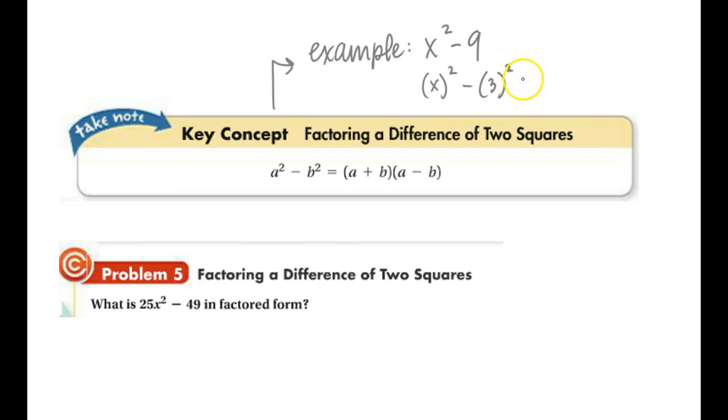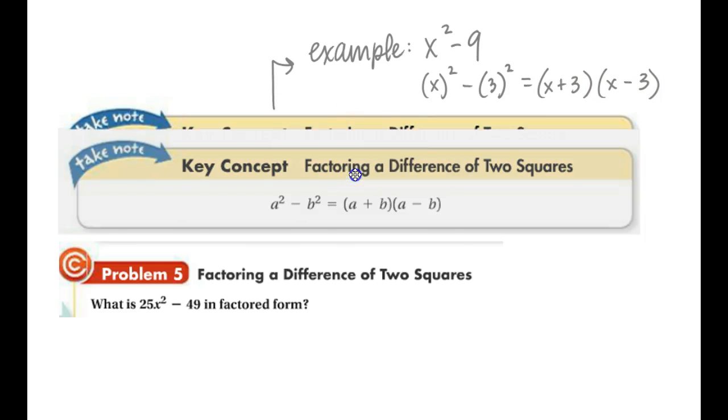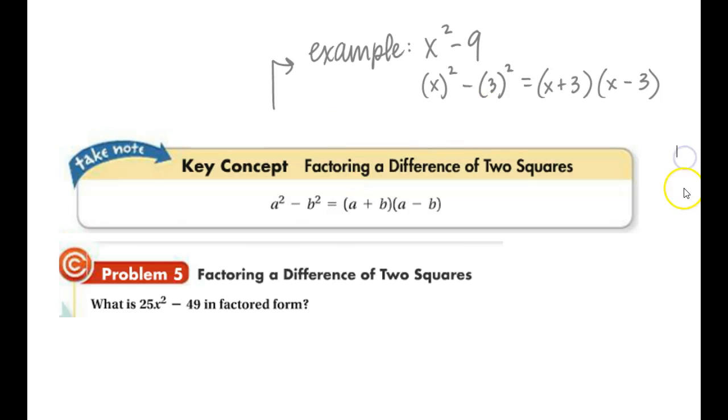And then from there, in order to cancel out the middle term, you have to have a positive and a negative in your two sets of parentheses. And then the first term of each is the x, and the last term of each is the 3. So if you were to multiply that expression, you would get x squared minus 3x plus 3x minus 9. You can see the middle two terms cancel, so we get the original expression of x squared minus 9.